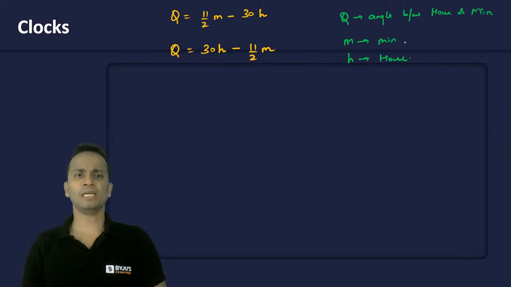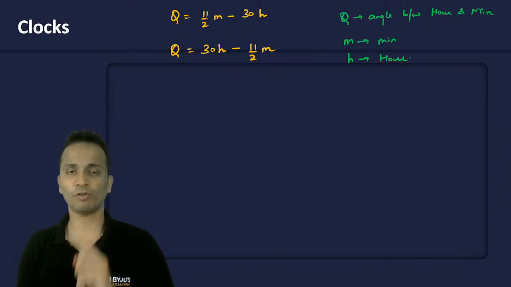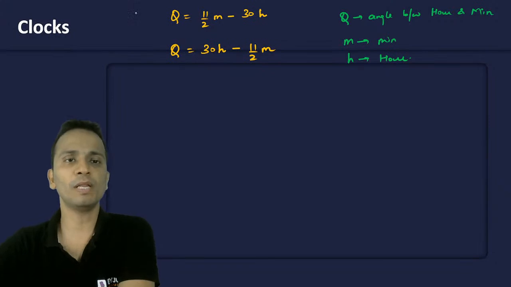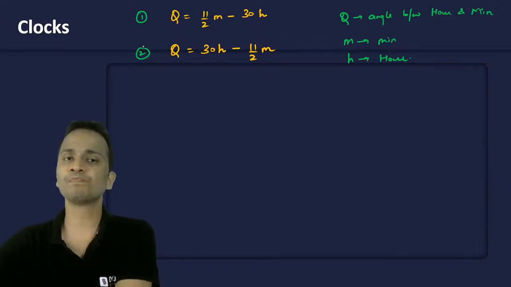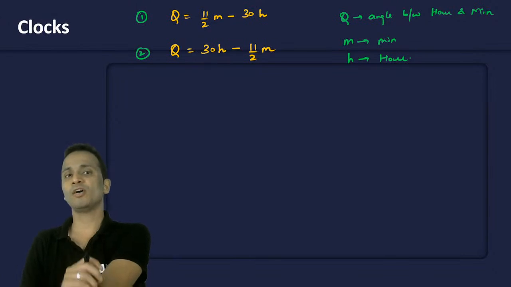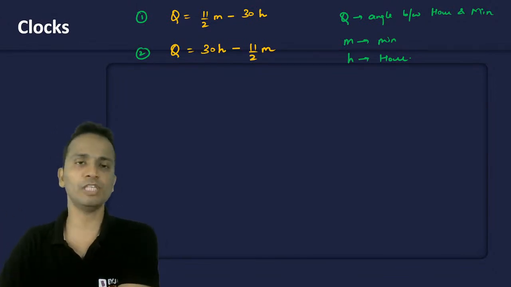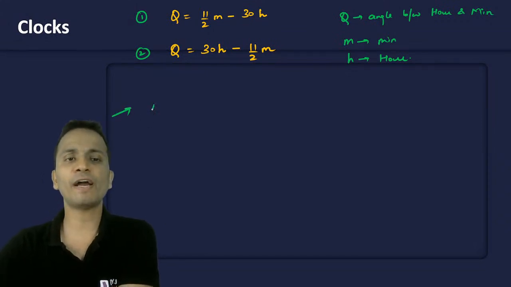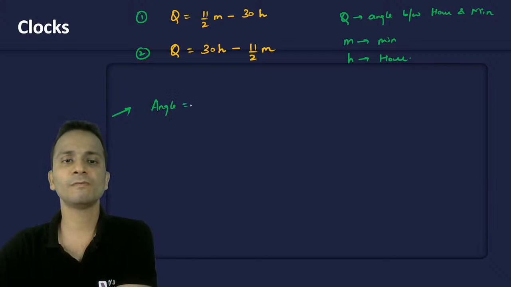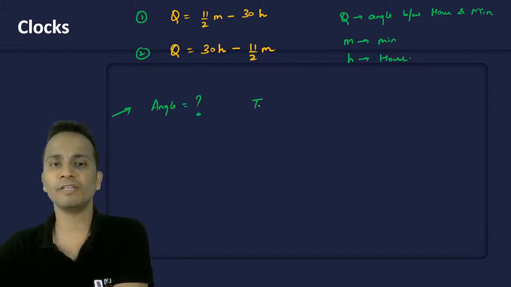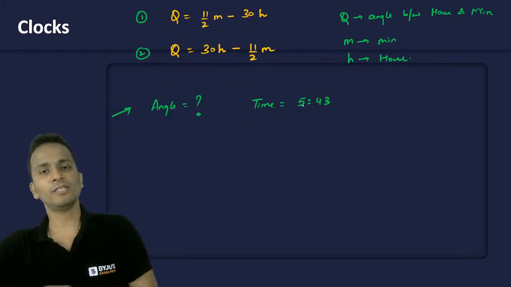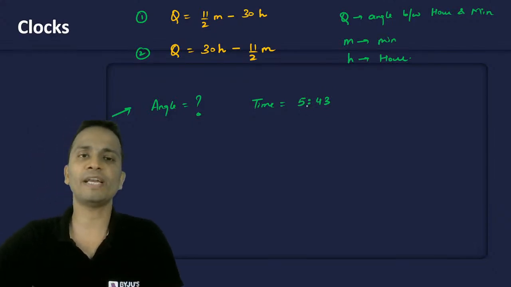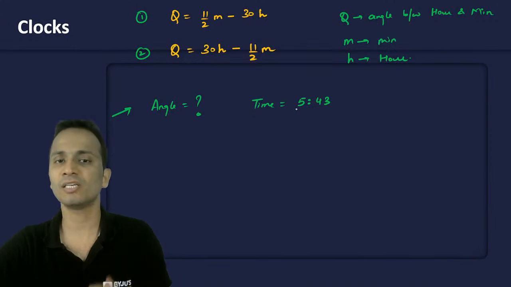Alright, fine. Now let's have a look at the usage of this formula. I have given you two formulas, formula number 1, formula number 2. Which formula will be used when? So when to use which of these two formulas, let us understand. First type of question is, we have to find out the angle when the time is given. So let's say the time given is 5:43.